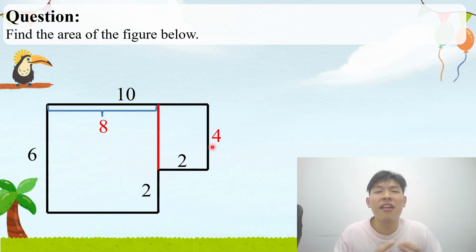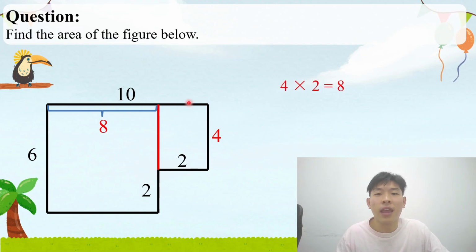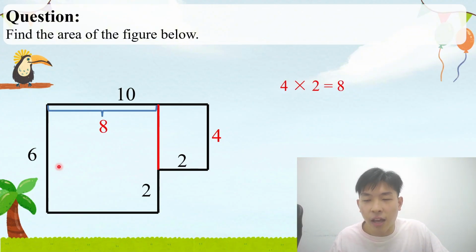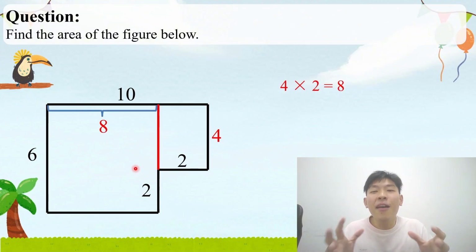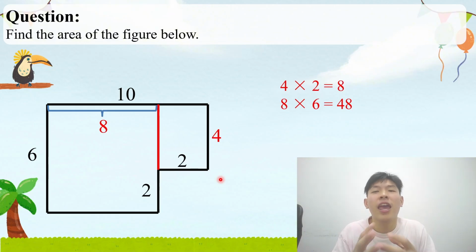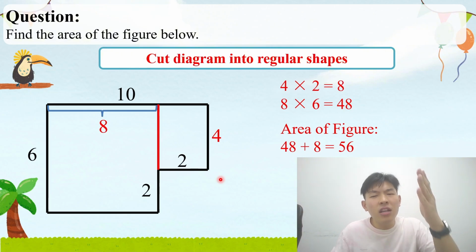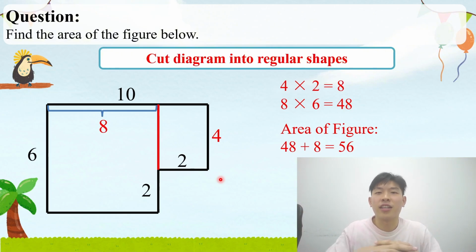So now do we know how to calculate the area of these rectangles? Of course. Come, tell me, what is the area of this rectangle? Very good. It's just simply 4 times 2. What about the area of this big rectangle? Yes, it is 8 times 6. Amazing. So what is the total area of this shape? Amazing. We just need to take 48 plus 8. Perfect. And it will be 56. It's the same as our previous answer. So this method is we can just cut this diagram into regular shapes. So there's 2 methods that we learned.